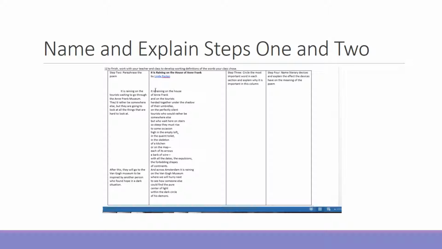And then at the bottom, the second sentence, because if you look, my first paraphrase is just the first sentence. It's just a really long, drawn out sentence. I'm going to look at the second sentence and I paraphrase that one. And after this, the people who are waiting in line, they're going to go to the Van Gogh Museum to be inspired by another person who found hope in a dark situation. Van Gogh was somebody who painted, despite having mental illness, but he painted some really lovely things, and art helped him process his issues and mental illness.